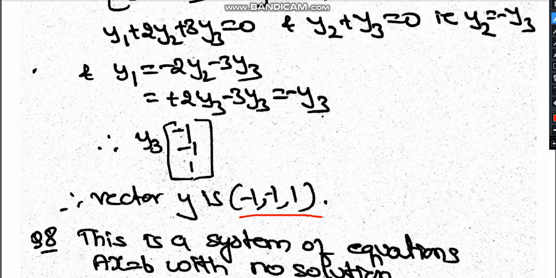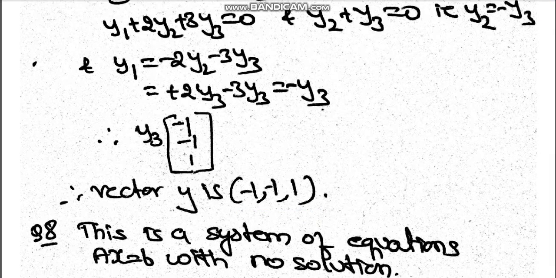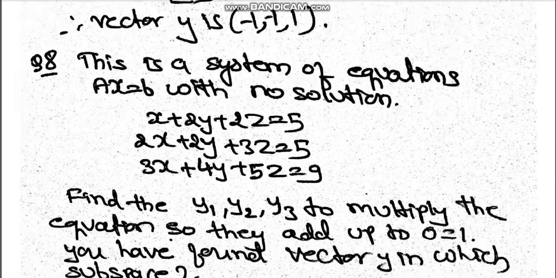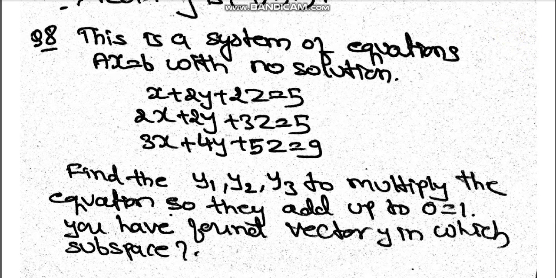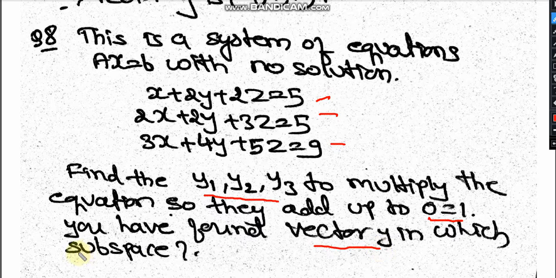So this was simple. Now coming to the next problem, this is a system of equations where we have no solution. So m equals 3, n equals 3, a square matrix, and we don't have a solution for this. You have to find y1, y2, y3 to multiply the equations so that they add up to 0 equals 1.